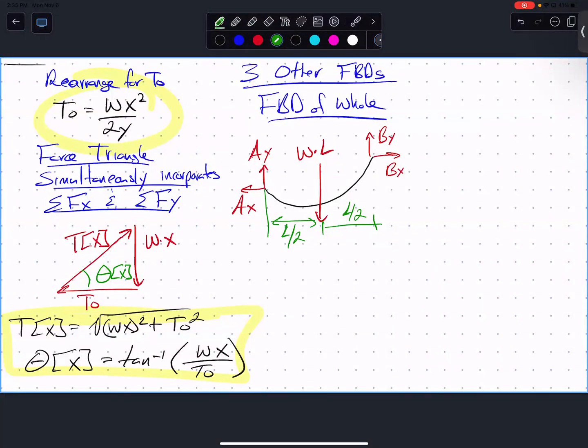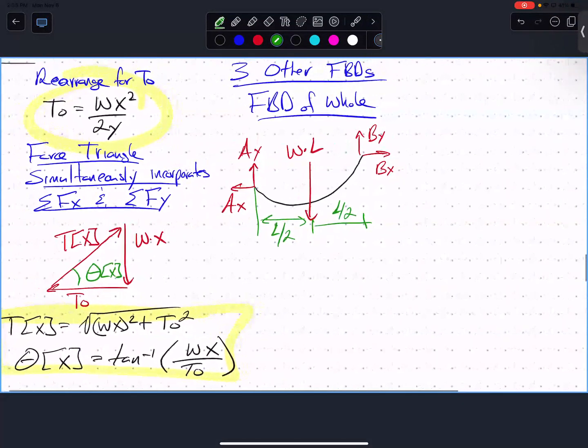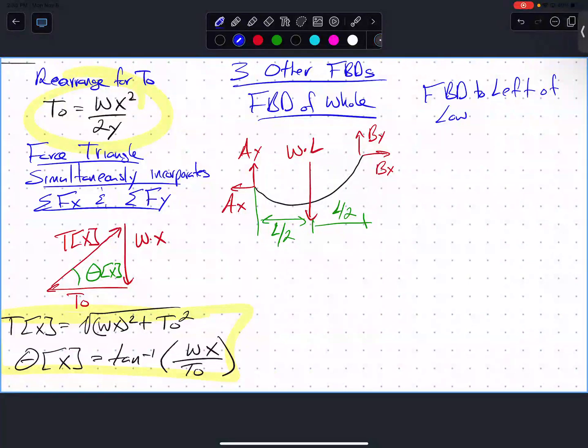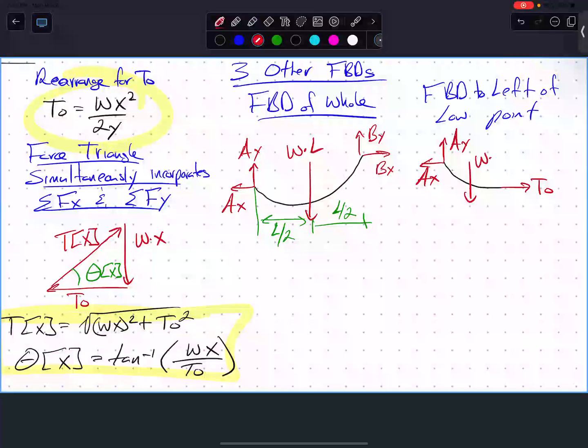So we can use that FBD. Sometimes the FBD of the whole thing can be very handy. And then the other one that we can have is an FBD to the left of the low point. That one would include T naught. It would include AX and AY. It would include a W times XA. And that would be located exactly halfway, so XA over 2.